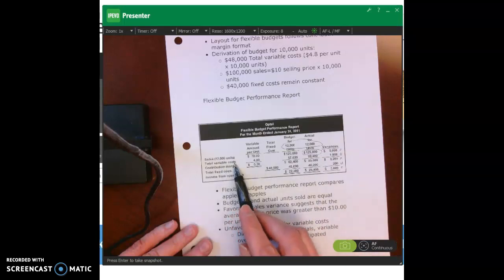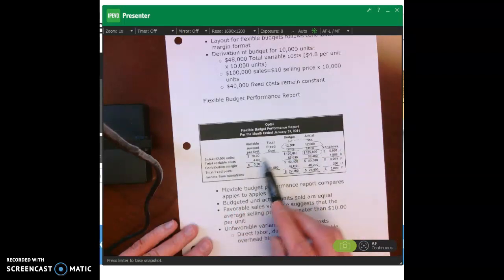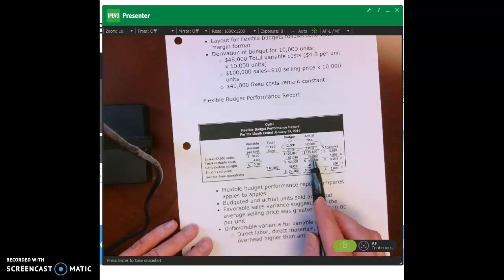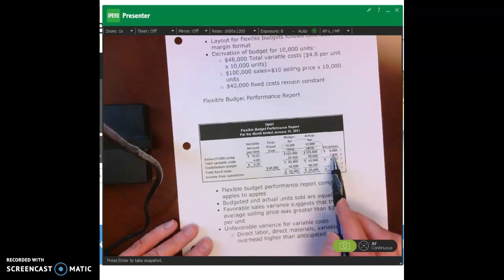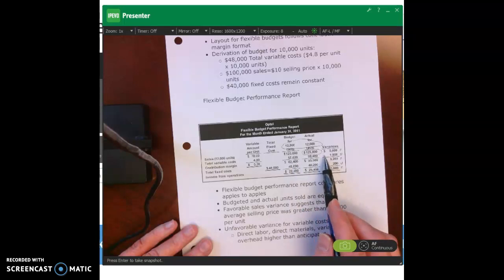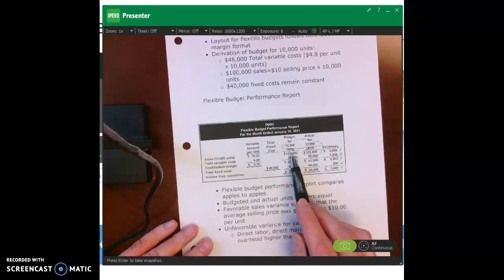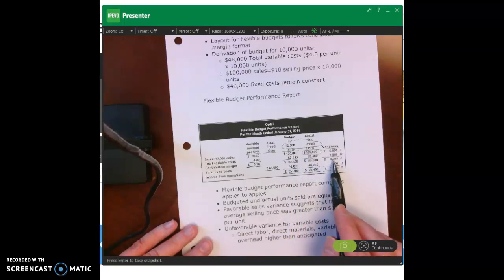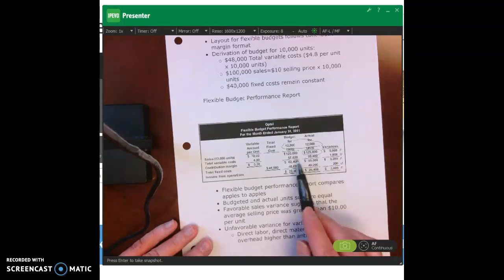Then we can look over here at our variable costs. $4.80 times the 12,000 gives us this, and then these were our actual variable costs. And why is this unfavorable? Because actual costs are higher than budget, which would decrease our profit. The difference is $1,800, and I put a U there for unfavorable. Contribution margin is sales minus variable expenses. It's $3,200, and in this case it's favorable because actual contribution margin is higher than budgeted contribution margin.